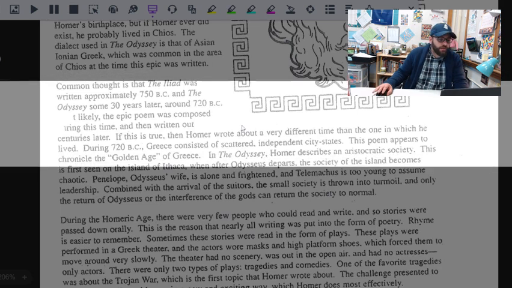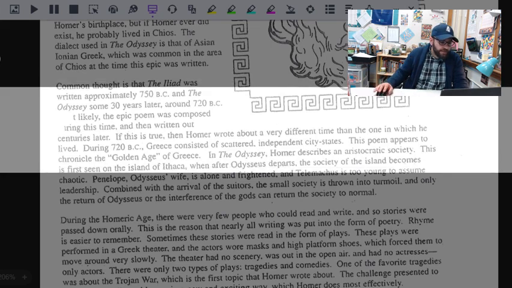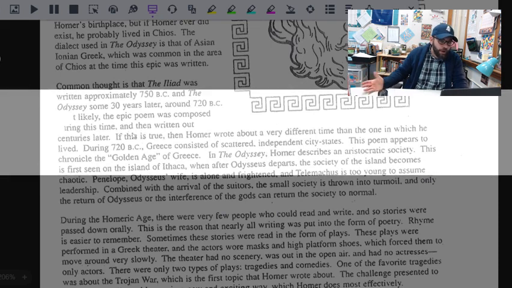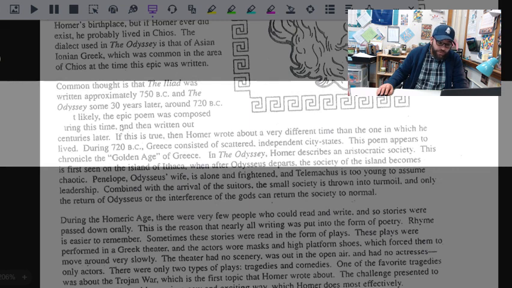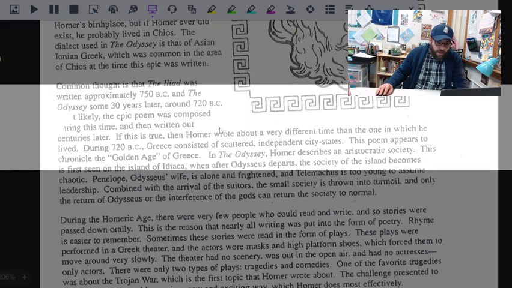So remember, this was traditionally oral storytelling, so it would have been just passed down word of mouth, and that's what this is saying, and then written later. At that point, adapted, just like we're reading an adaptation. If this is true, then Homer wrote about a very different time than the one in which he lived.